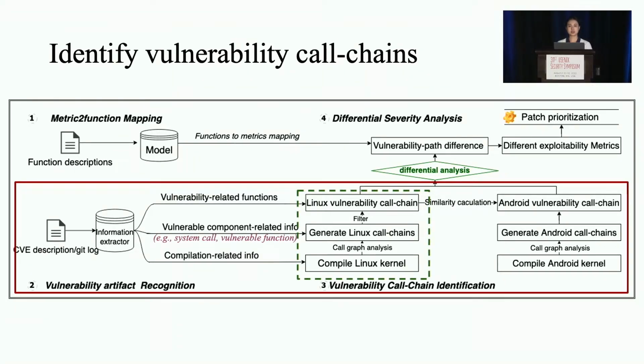To rebuild the call chain, for example, in the Linux kernel, we first compile the Linux kernel, then we generate a Linux call chain, and after that, we use the semantic information to select the most possible exploitable call chain in the Linux kernel. Similarly, we also rebuild the call chain in the Android kernel.